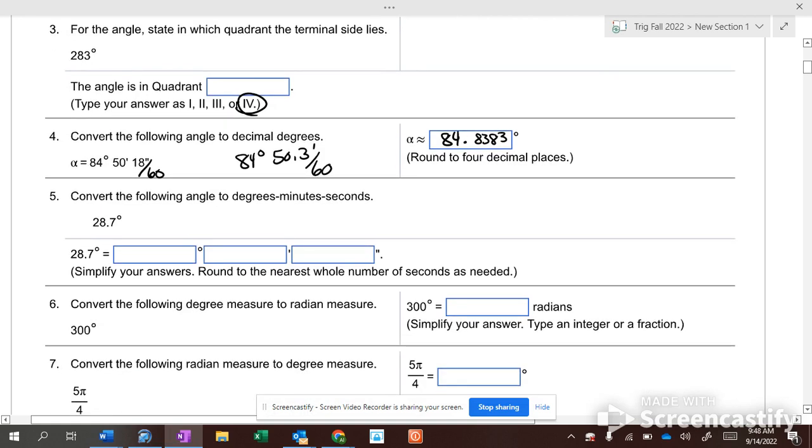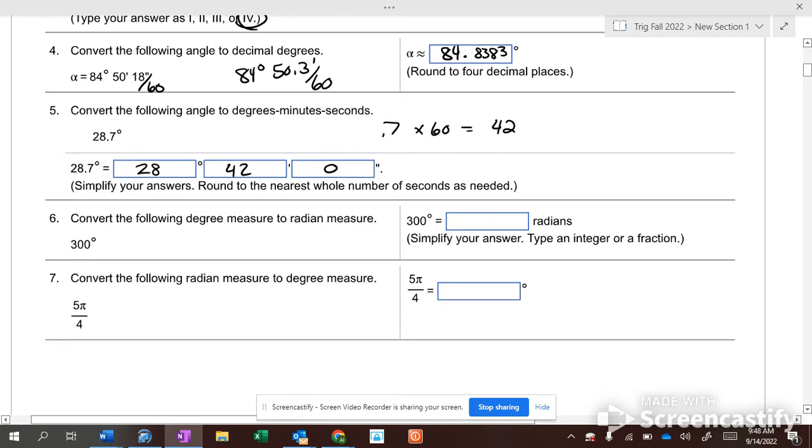28.7 degrees is 28 degrees, and then 0.7 times 60 is exactly 42, right? So 42 minutes and 0 seconds. Okay. But if you get a decimal on this, then you take the 42, stick it in there, and take the decimal times 60 again.